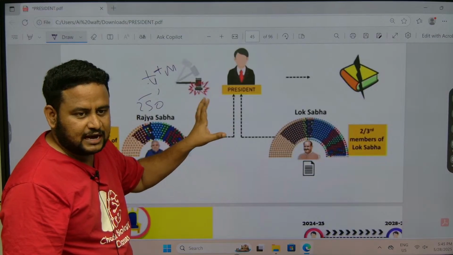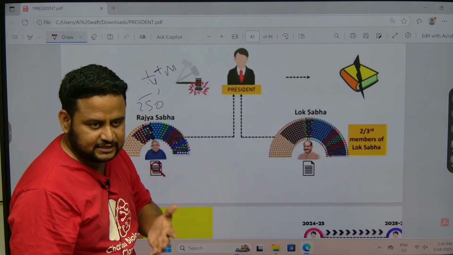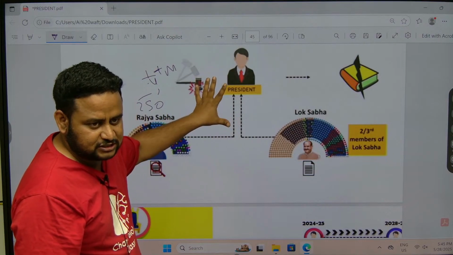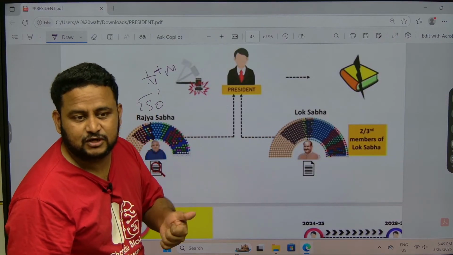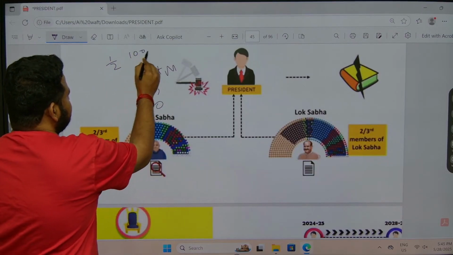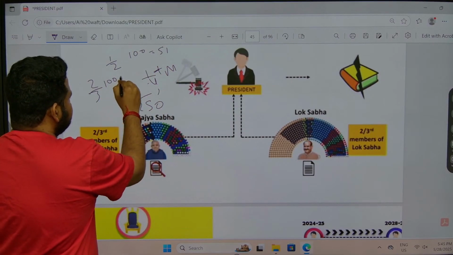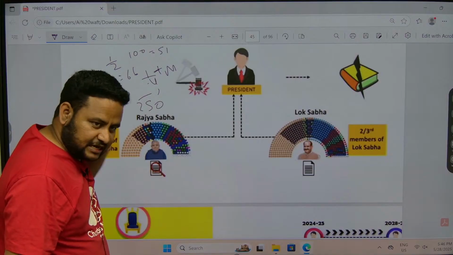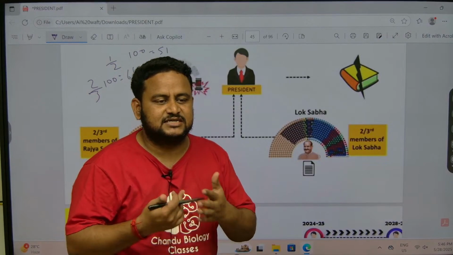The president will be called and given 14 days notice. During that time, the president can come to the parliament and defend himself. He can say that I have not done this. After hearing this inquiry, they have to vote for the removal of the president, with a special majority. Simple majority means half. If total members are 100, you have to get at least 50 or 51. But special majority means 2/3 of 100, which is nothing but 66. 66 is greater. So 2/3 of the members of Rajya Sabha should agree, and again 2/3 of the members of Lok Sabha should agree. Then only we say that the president is impeached.